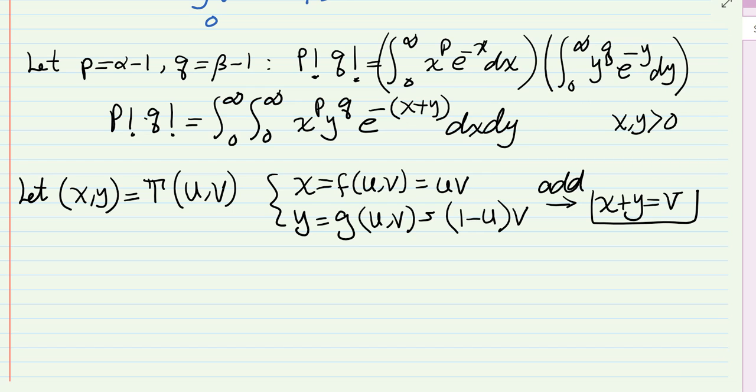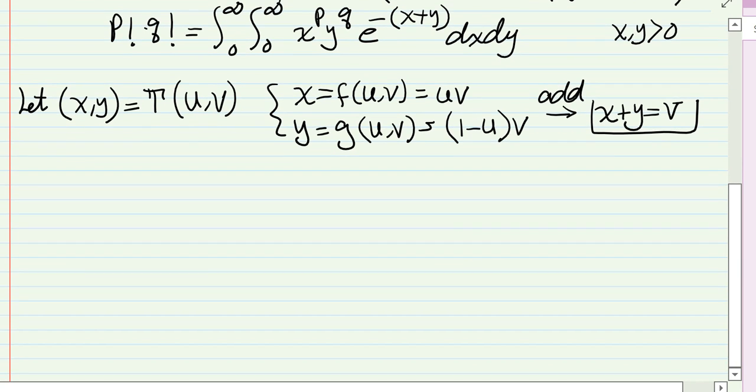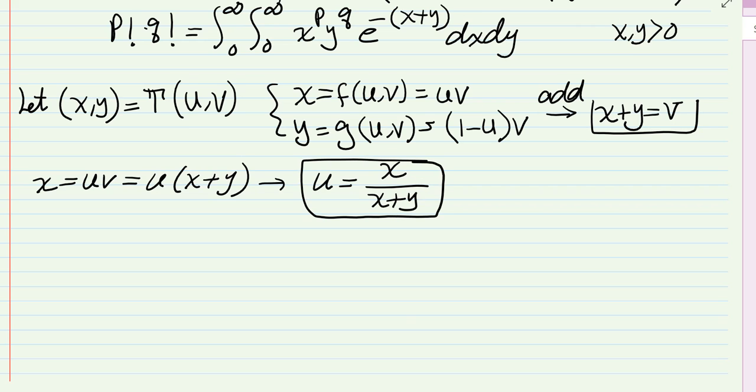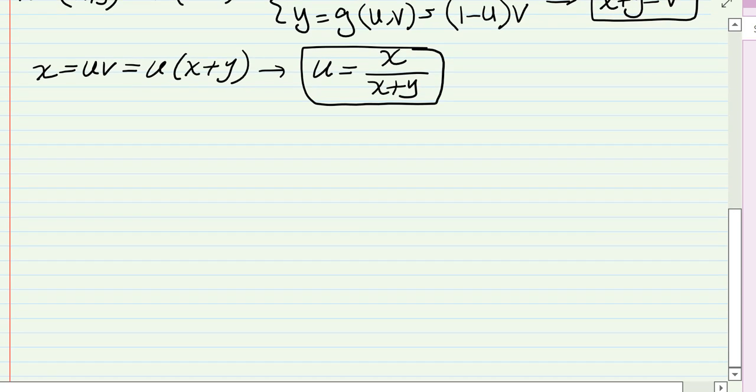Now let's see what we're going to do next. If I let x be uv again, we just showed v is x plus y, right? So u times (x plus y) is x, which is uv. From this, we can solve for u in terms of x and y, because remember, we're going to change all the x, y's to u and v. So that's why we need it. And we also need the limits of integration for u and v. Therefore, let's take a look at this work now.